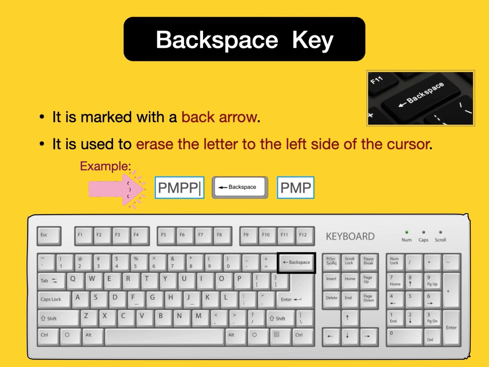For example, here if I have written PMPP and then I want to delete a letter P from the left hand side of the cursor, I'll press the backspace key, so it will erase P from the left hand side of your cursor. So the backspace key is basically used to delete the letter to the left side of the cursor.